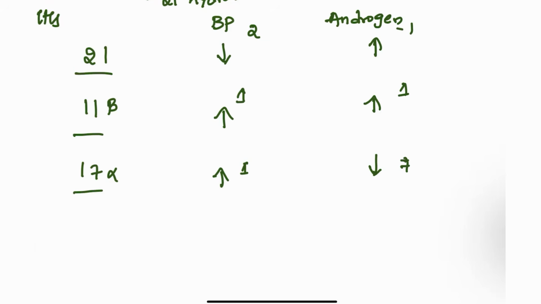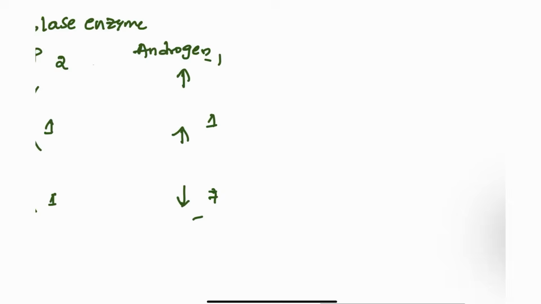When androgens are low, the adrenal hyperplasia will cause genital hypoplasia, right? And whoever has high androgens, there will be clitoromegaly. These kinds of symptoms will be seen in this condition.